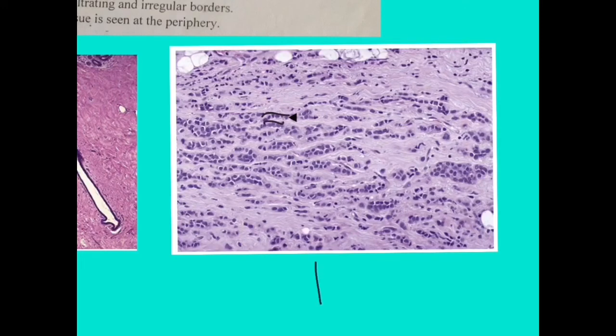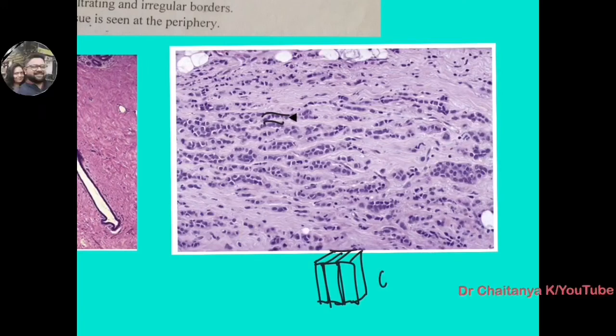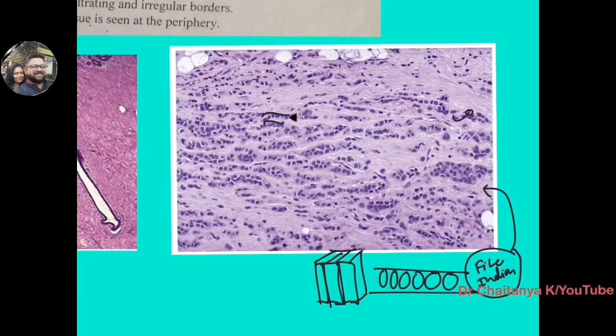When you keep files in your desk or in your cupboard, single files are kept like this. Similarly, these cells are one after the other, like soldiers on the march. So these cells are in a line. This is called the single file pattern, or Indian file pattern. This is the characteristic histological feature of lobular carcinoma.